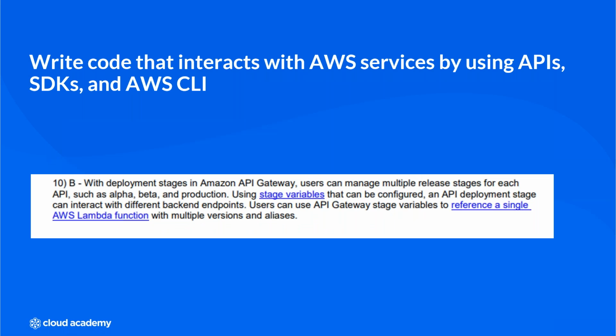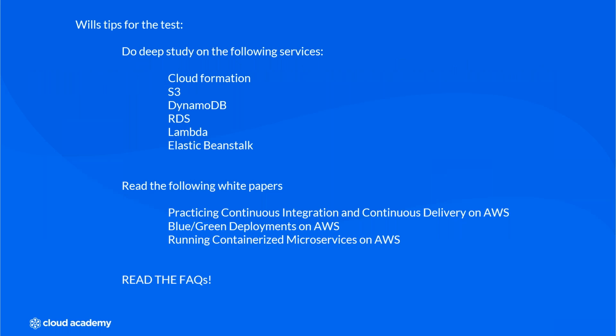With deployment stages and Amazon API Gateway, users can manage multiple release stages for each API, such as alpha, beta, and production, using stage variables that can be configured. An API deployment stage can interact with different backend endpoints. Users can use API Gateway stage variables to reference a single AWS Lambda function with multiple versions and aliases. Cute. All right, that's pretty much the end of my talk, but here are those tips I promised I'd have for you.